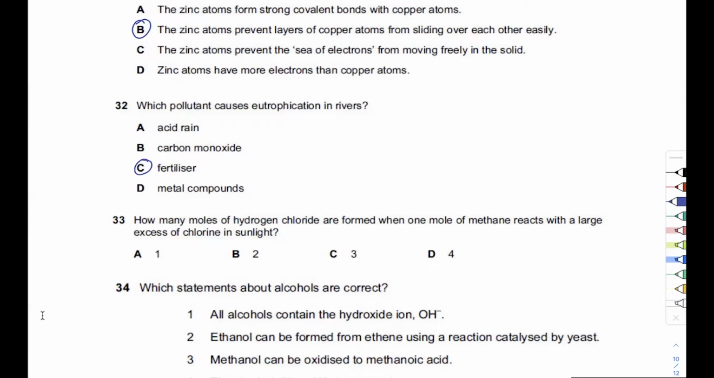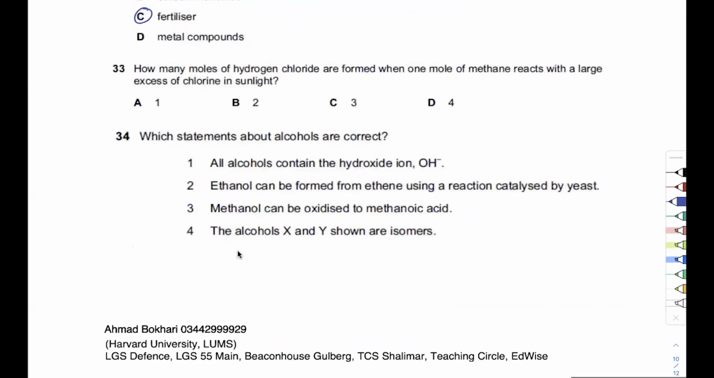Moving on. How many moles of HCl are formed when 1 mole of methane reacts with a large excess of chlorine? Now, this is interesting because at any one stage, only 1 mole of HCl is being made, because only 1 hydrogen is being displaced. But if you keep on repeating the process, you will eventually displace all the hydrogen, right? So you are going to produce 4 HCl in the process. So yeah, this is D.